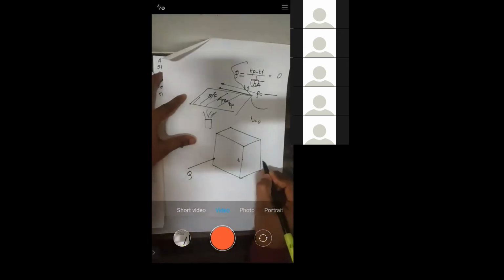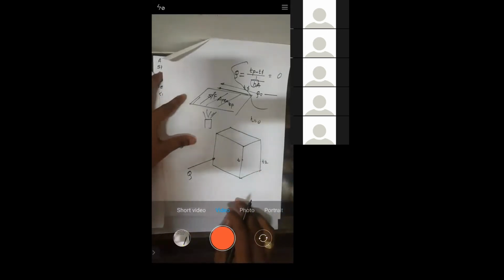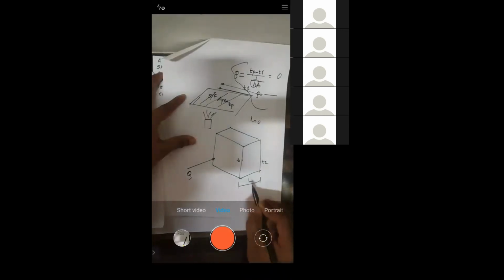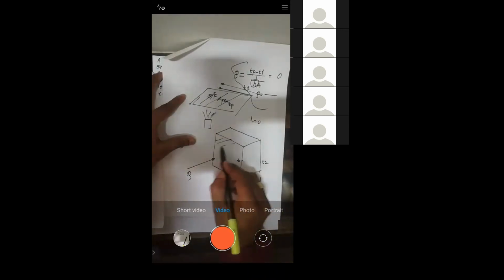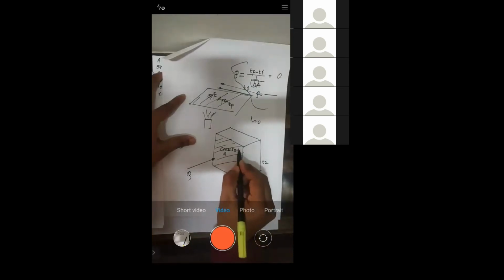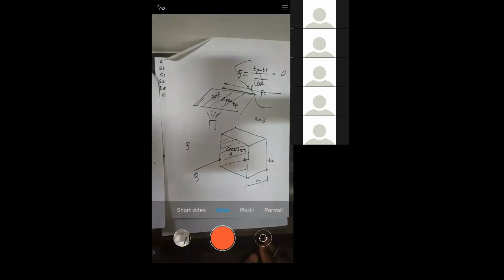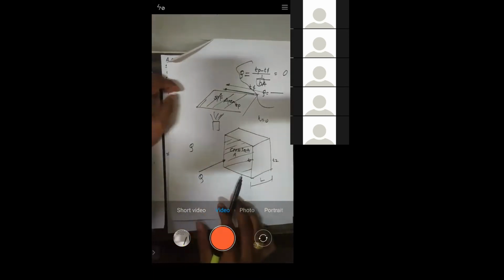Let's say you have temperature T1 here, and temperature T2 here. Let's say you have thickness L here, and this area is A. This A is nothing but the cross-sectional area, because Fourier's law of conduction says the area has to be perpendicular to the length of the path of heat flow, right?